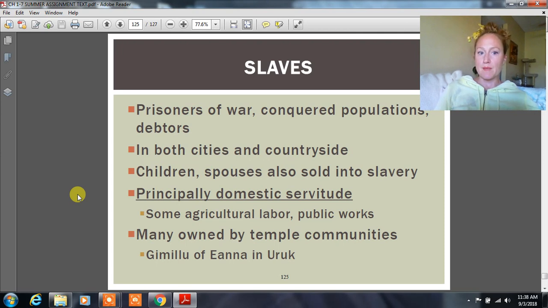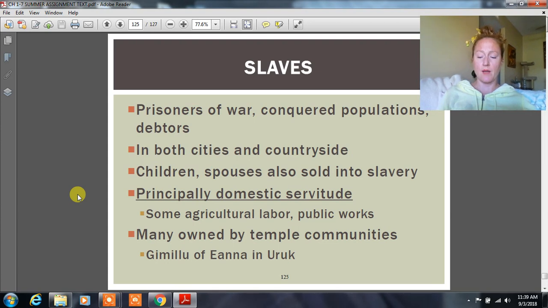The type of people that might have become slaves were prisoners of war. Sometimes it was partly conquered populations or debtors, people unable to pay their taxes. You'll see this in both cities and countryside. Sometimes children and spouses would be sold into slavery to get out of a debt situation. Principally what you saw was domestic servitude. So basically, this might be a caretaker. If a woman is a domestic servant, she would probably raise the children of a wealthy slave owner and so forth. And many would be owned by the temple communities, so sometimes people also sold themselves into slavery for religious purposes.